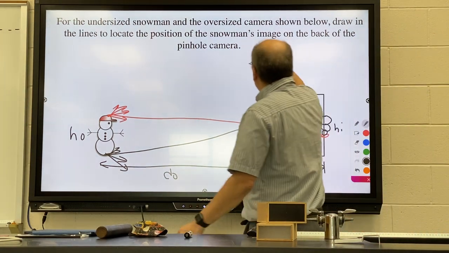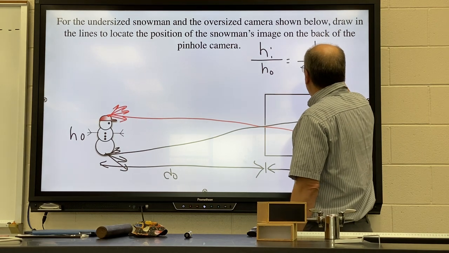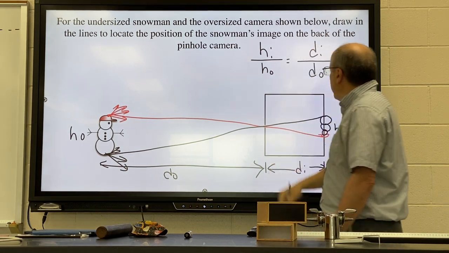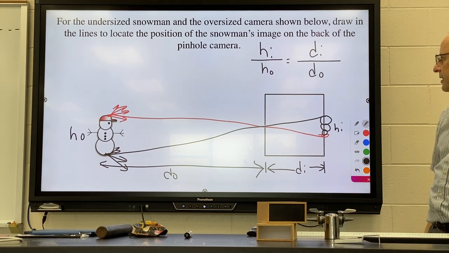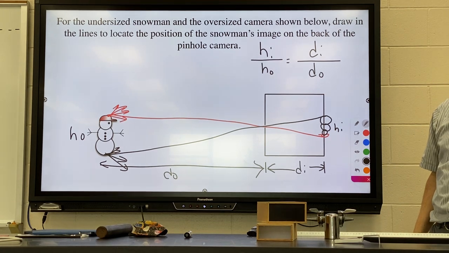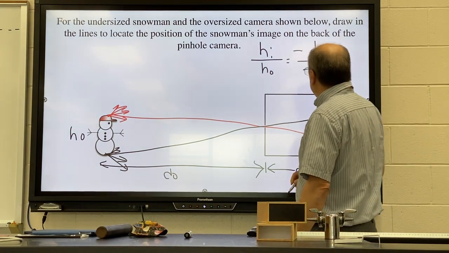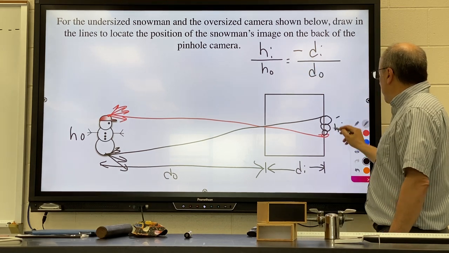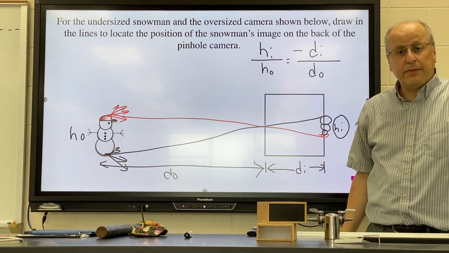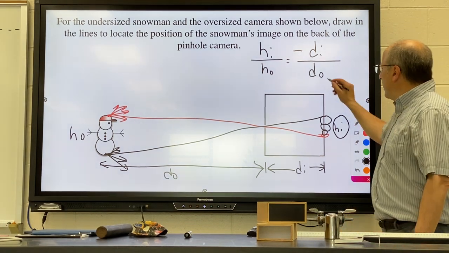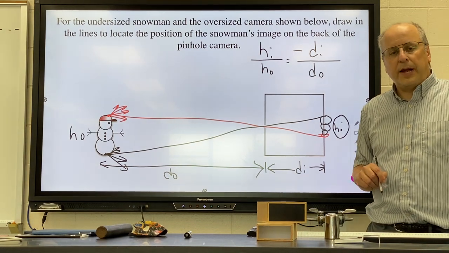Our formula is going to turn out to be height of the image divided by height of the object is the same ratio as the distance to the image is to the distance of the object. H_I over H_O equals d_i over d_o. We're going to throw a negative in front of this to make the height of the image come up negative, because that image is going to be inverted or upside down. Later in this unit, we're going to get positive H_Is, and that will mean that the image is standing upright.